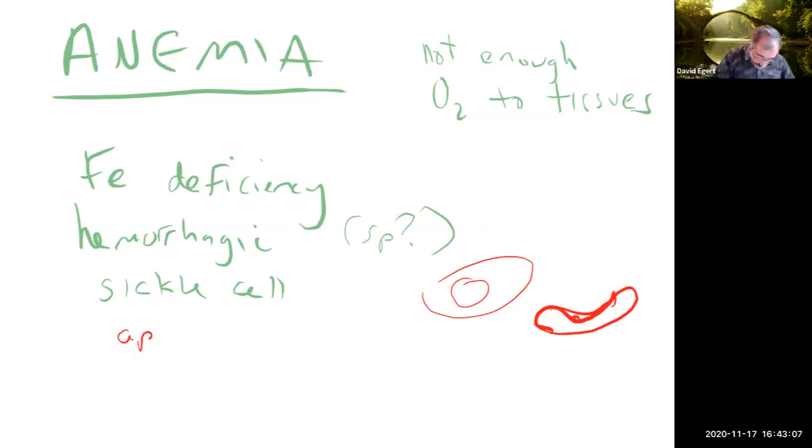You can have what's called aplastic anemia. This is if you have a problem with hematopoiesis, particularly like if you're having radiation treatment for cancer. Radiation is going to actually affect the hematopoietic cells that are making your blood cells, and you are going to have trouble having enough blood to carry things around. So there's lots of different ways you can get anemia.